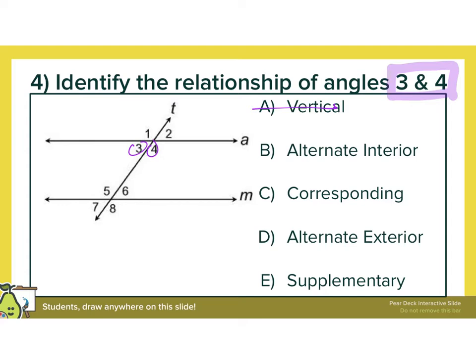Alternate interior would be 3 and 6, so it's not that. They're not on the outside, so they're not alternate exterior. They can't be corresponding, so when they don't meet any of those criteria, they're just supplementary. All they're doing is forming a straight line. So these are supplementary angles. They don't have a special relationship that makes them congruent, so they are supplementary.